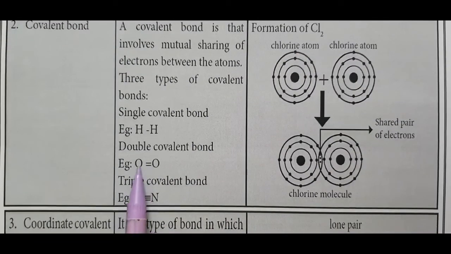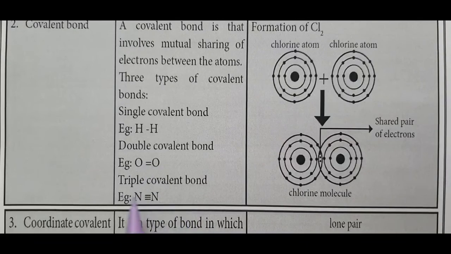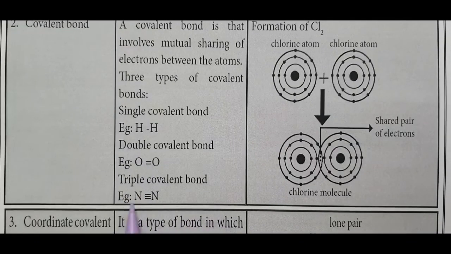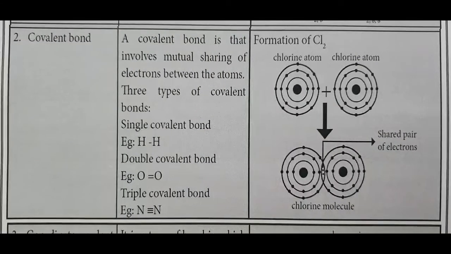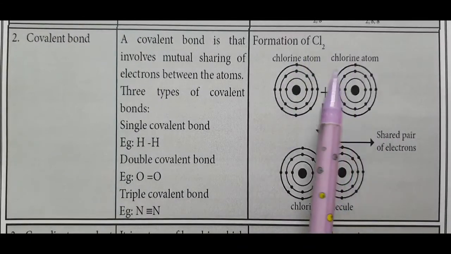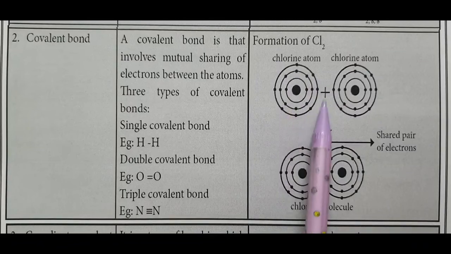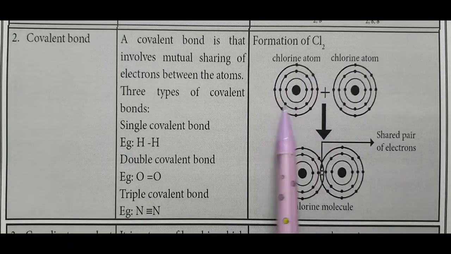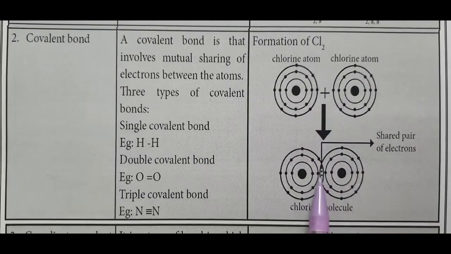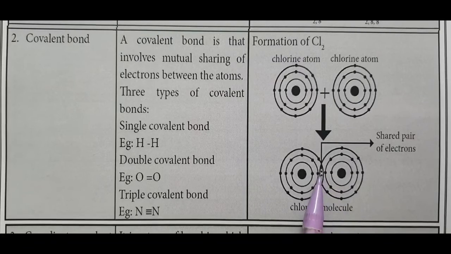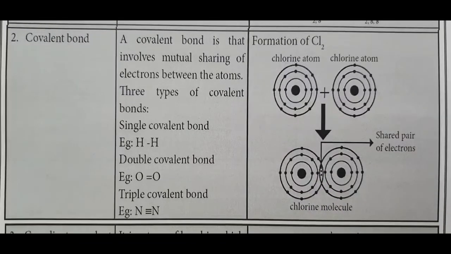One oxygen shares 2 electrons, another oxygen shares another 2 electrons. Triple covalent bond: nitrogen shares 3 electrons, another nitrogen shares 3 electrons, thereby a triple bond is formed between two nitrogen atoms. For example, formation of a single bond, the chlorine molecule. Chlorine's outermost shell contains 7 electrons, here also 7 electrons. Each chlorine mutually shares one electron, thereby a chlorine molecule is formed. A single bond is formed between two chlorine atoms.